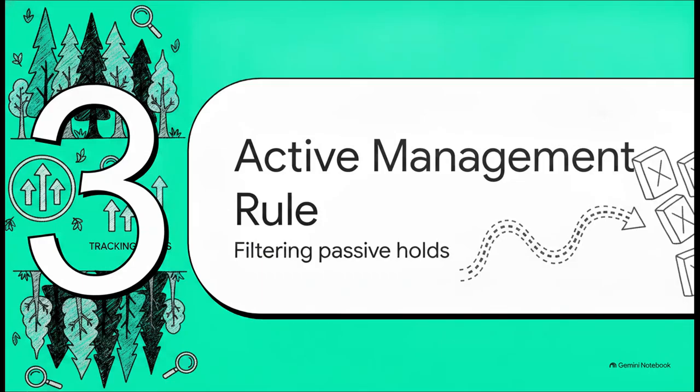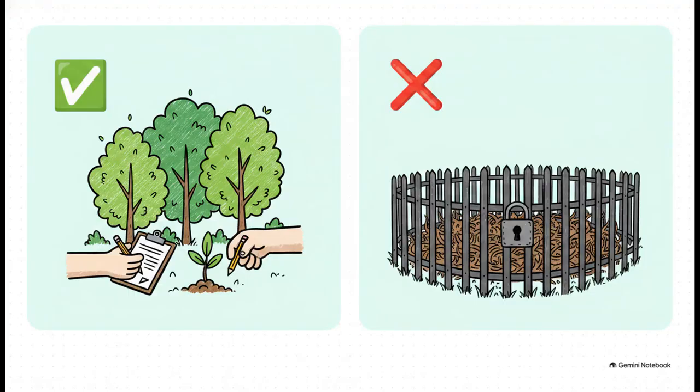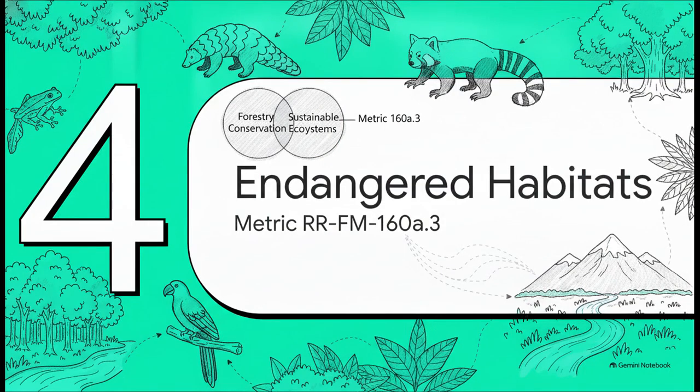Section 3. The Active Management Rule. Now, what's really interesting about this is how the standard filters out what we might call passive landholding. The scope of this metric only includes areas actively managed by or for the entity. It's a stark contrast. If land is exclusively set aside for conservation and just left alone, passive conservation, it's explicitly excluded. A forestry company can't just buy a plot of protected land, completely ignore it, and then slap it on their sustainability report. They have to actually put the work in and actively manage that conservation area to get the accounting credit.